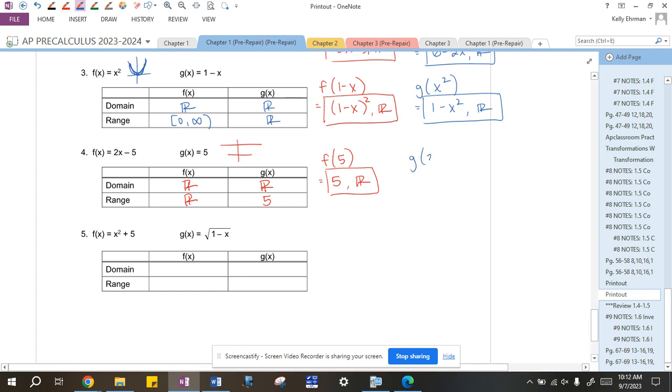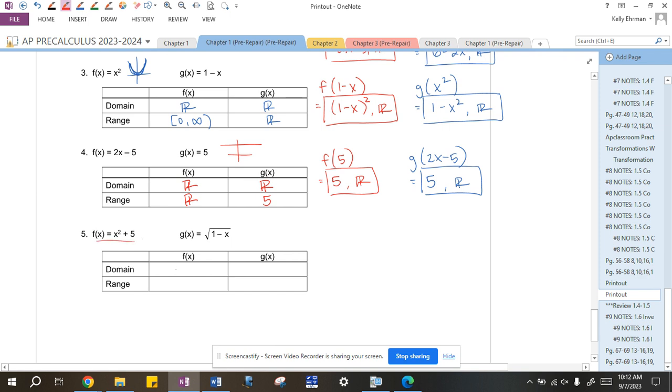And then g of 2x minus 5. Now, the function is just 5. That just means there's no x to plug into. So even if you're composing those two functions, it's still just a horizontal line at 5. And you can still say all real numbers.